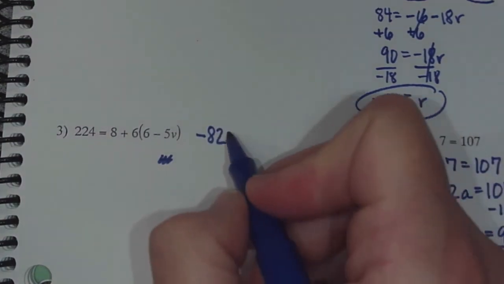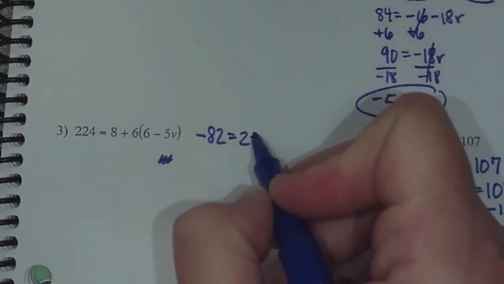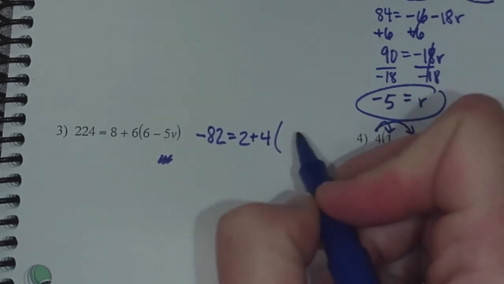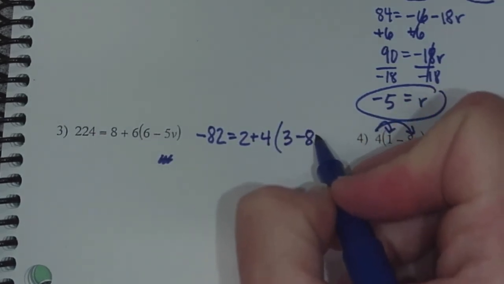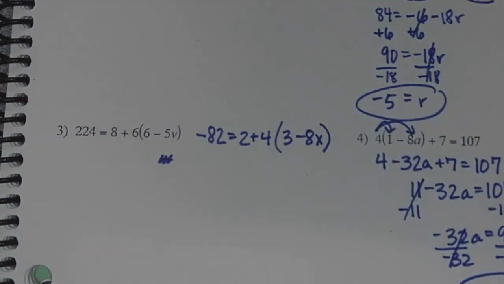So -82 equals 2 plus 4 parentheses 3 minus 8x. Okay, I'm going to give you a second to write that down. All right, pause the video if you need more time. I'm going to keep going.